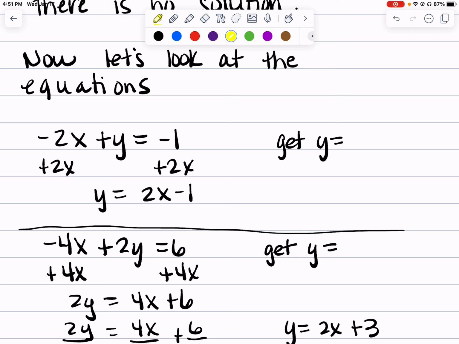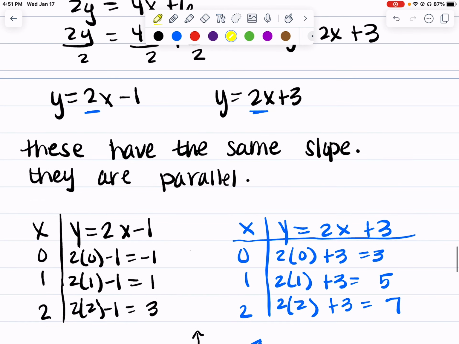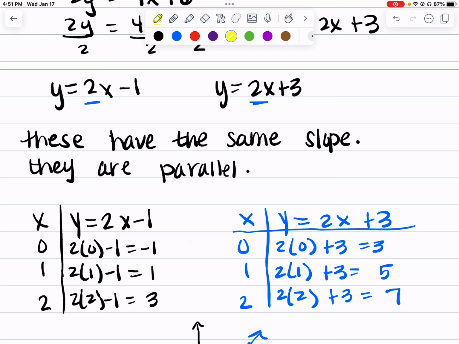Okay, so negative 2x plus y equals negative 1. I'm going to add 2x on both sides. So I get y equals 2x minus 1. Negative 4x plus 2y equals 6. I'm going to add 4x to both sides. Then I divide everything by 2, and I get y equals 2x plus 3. Y equals 2x minus 1 and y equals 2x plus 3. These have the same slope. Okay, so that makes them parallel.